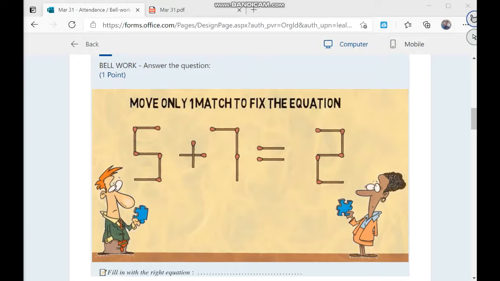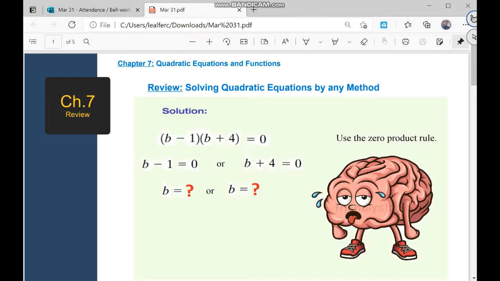Different methods of solving quadratic equations. We know that the quadratic formula is the new method that we learned, and it is applied to any quadratic equation. But before that, we have been using other methods: the zero product rule, or even completing the square, where you apply the square root property. Those are a few methods.